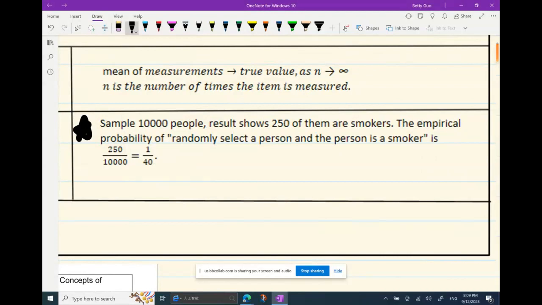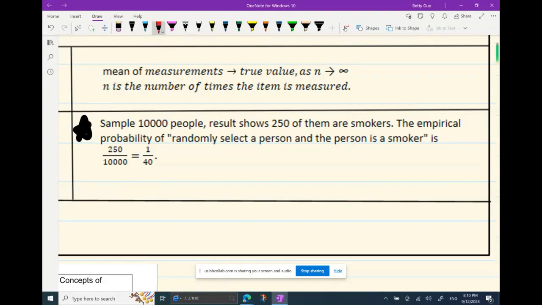Sample 10,000 people. The result shows 250 of them are smokers. The empirical probability of randomly selecting a person who is a smoker is 250 over 10,000. Reduce the fraction, and we have 1 over 40. So the chance of getting a smoker if we randomly select a subject is 1 over 40.